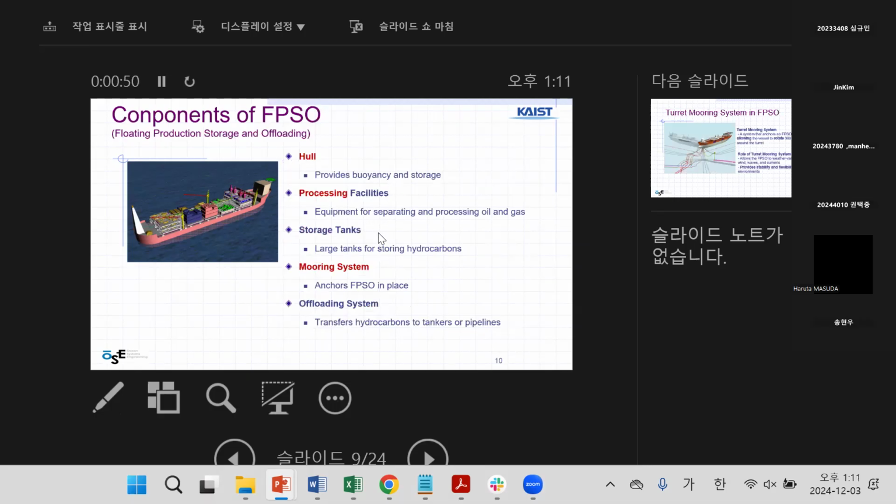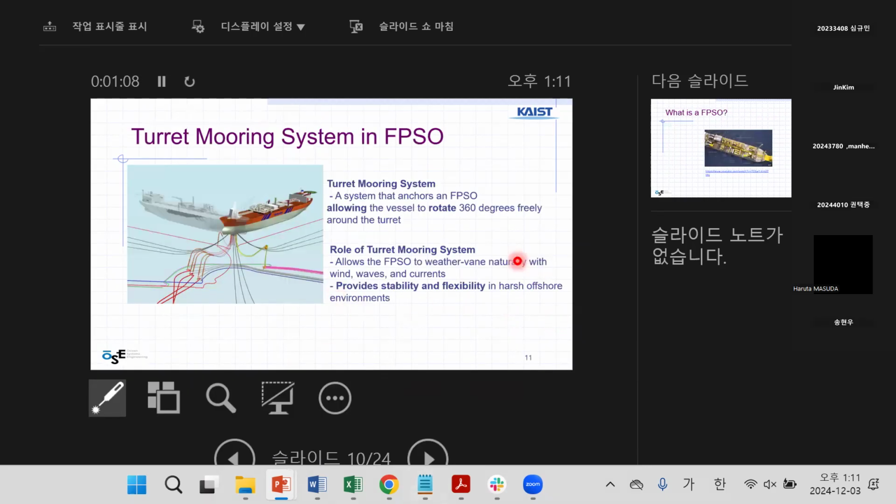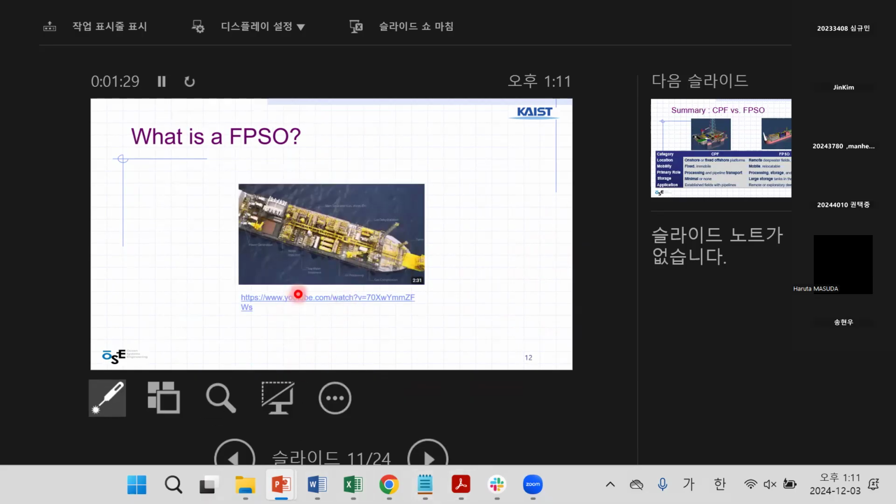The ship's roles: it is made of the hull and processing facilities, storage tanks, mooring system and offloading systems. I will explain about the mooring system. The mooring system in FPSO allows the vessel to rotate freely, so it can provide stability and flexibility in harsh offshore environment. And I will show you the videos about the FPSO.